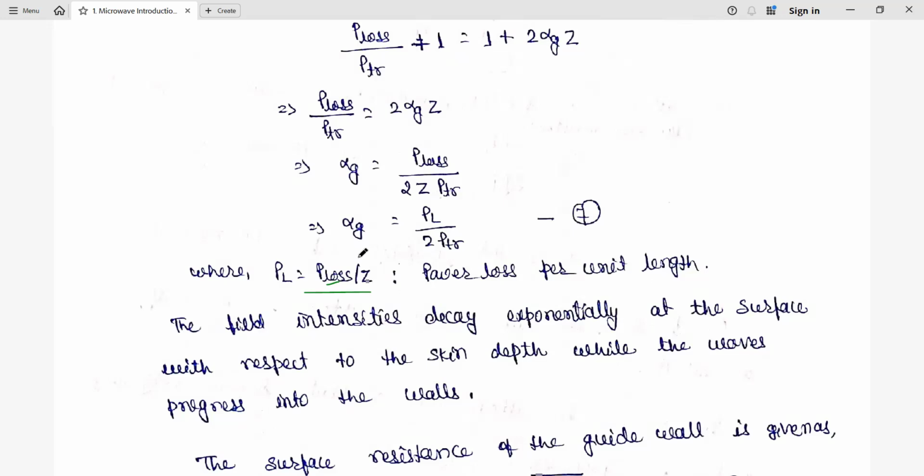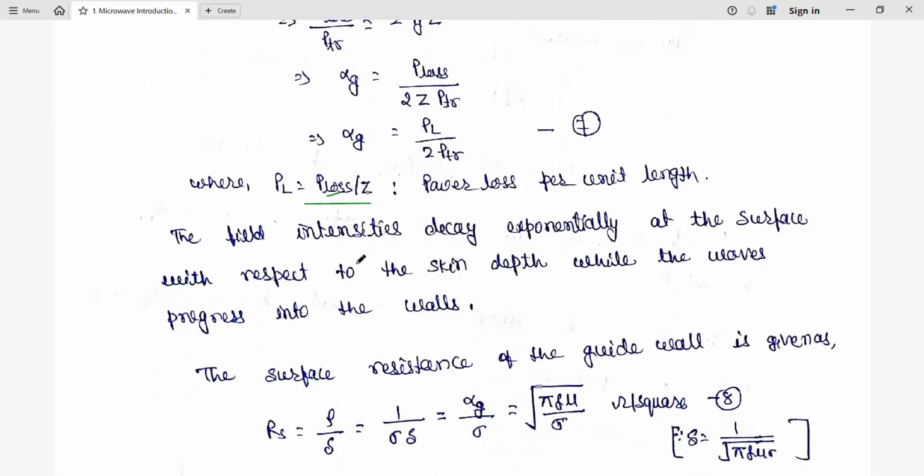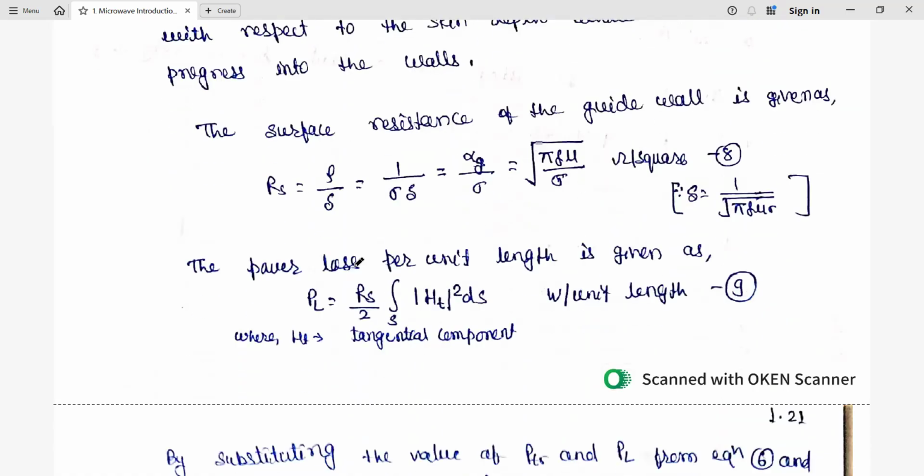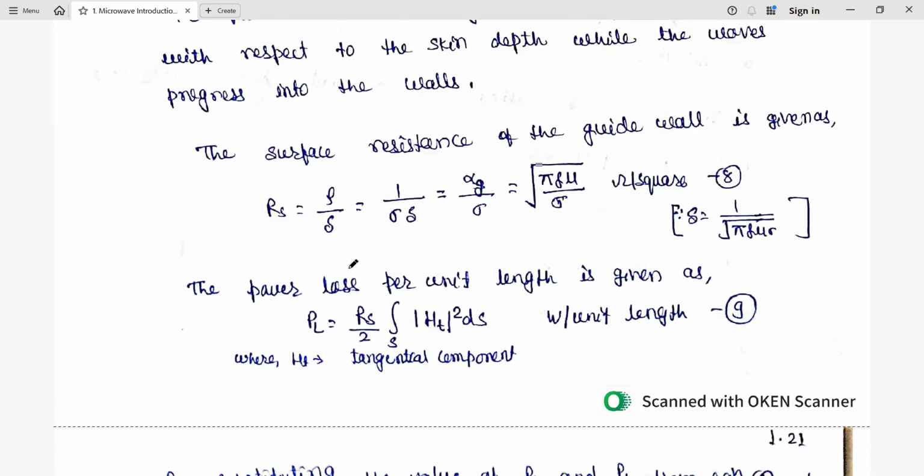So what we are seeing is that the field intensity is going to decay exponentially at the surface with respect to skin depth while the waves progress into the wall. We have already discussed the skin depth in electromagnetic theory; there is a separate lecture in the EMTL course. Skin depth shows the penetration, how far the wave is going to penetrate into the wall. So finally, the surface resistance of the guided wall is rho by skin depth. So 1 by rho is what? 1 by sigma, so 1 by sigma into skin depth, that is delta.